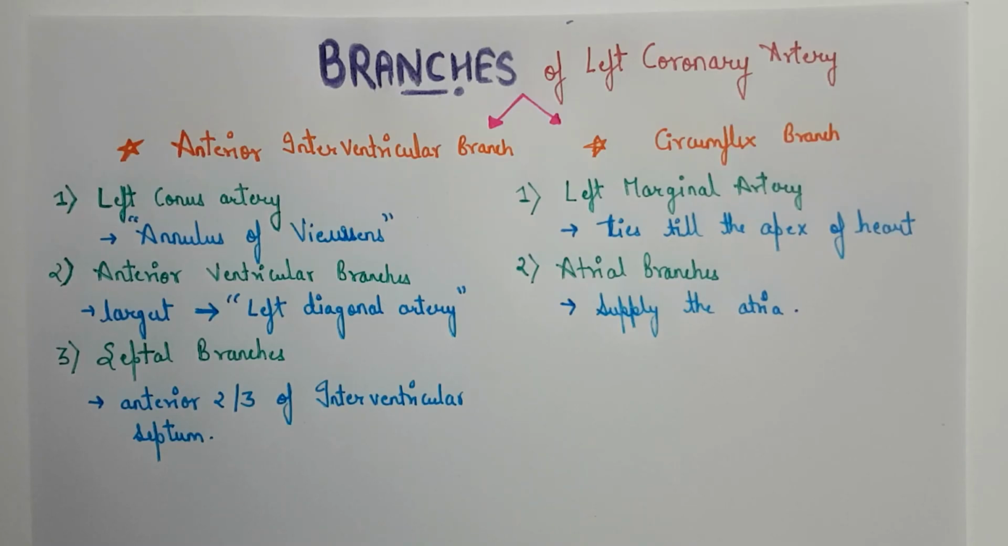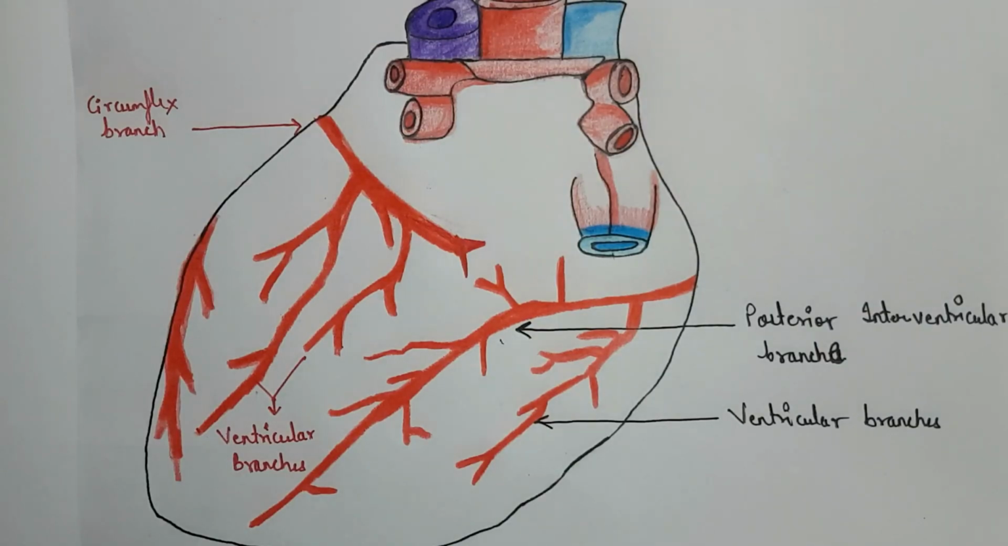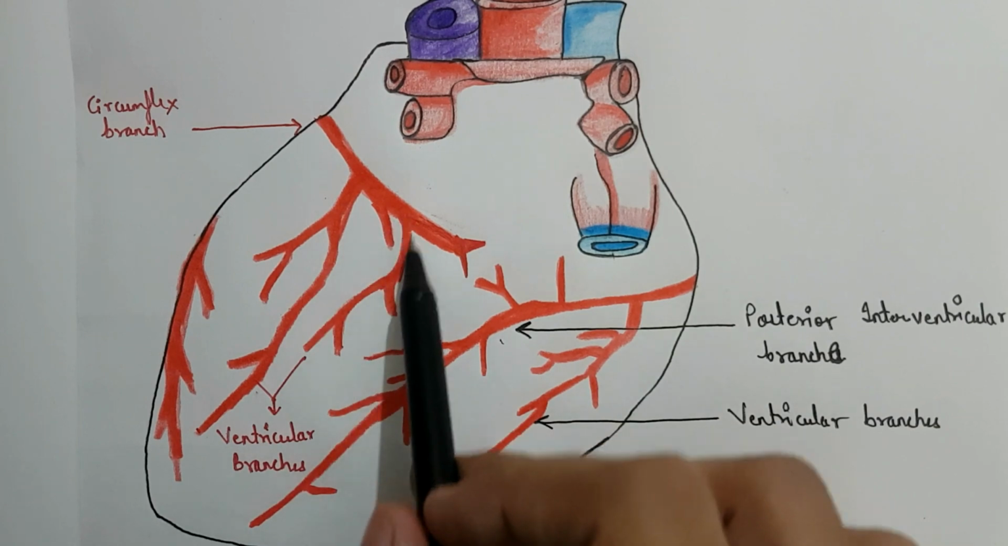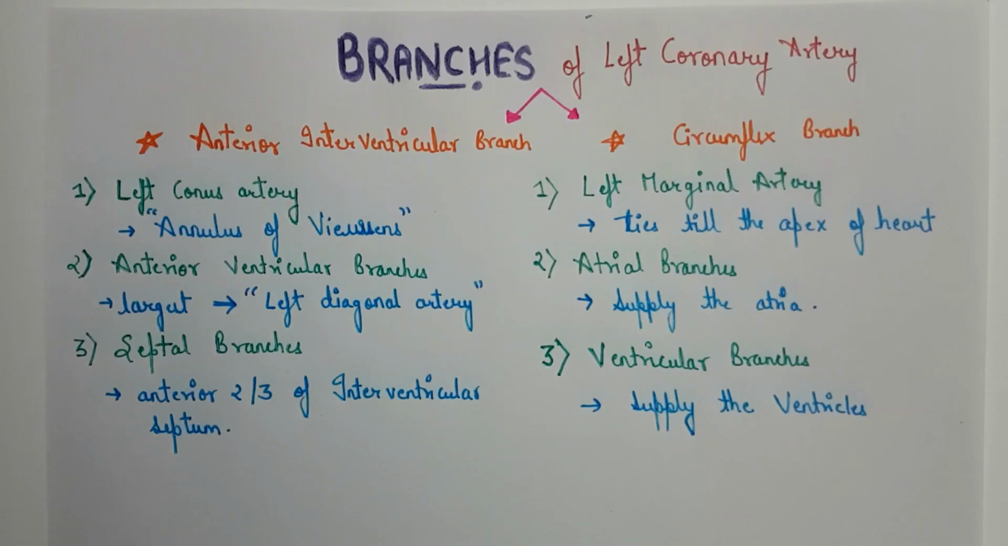The next sub-branch of the circumflex branch is the atrial branches, which supply the atria of the heart. The next are the ventricular branches, which supply the ventricles of the heart. These are the ventricular branches of the circumflex branch.